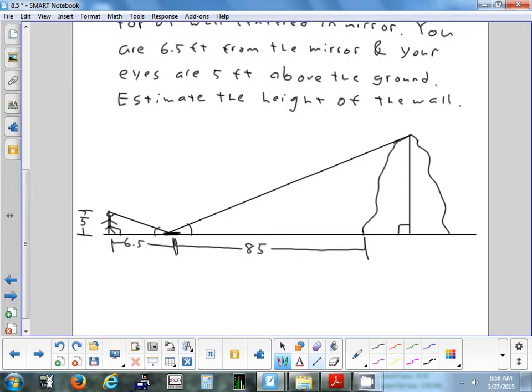Okay. Do I have similar triangles there? Not yet. I do. What's the reason? Angle similarity. The angle by the mirror and the right angle. So now I have similar triangles. Now we can set up a proportion and solve for h, which is going to be the height of the rock wall.